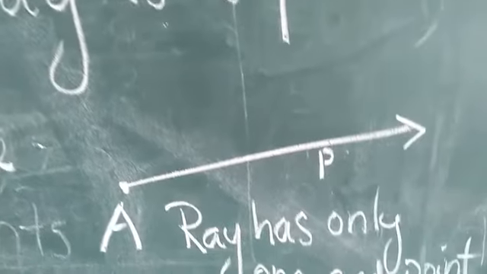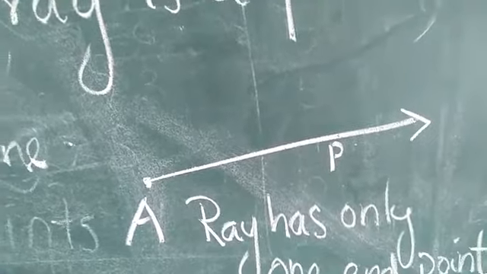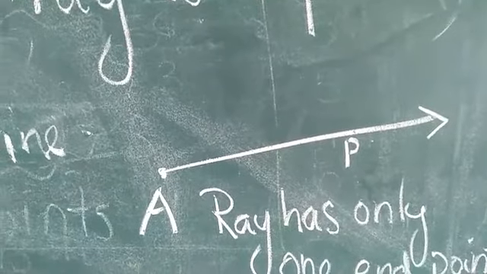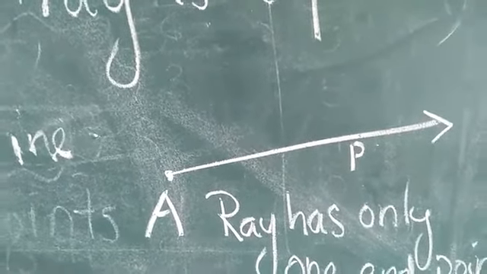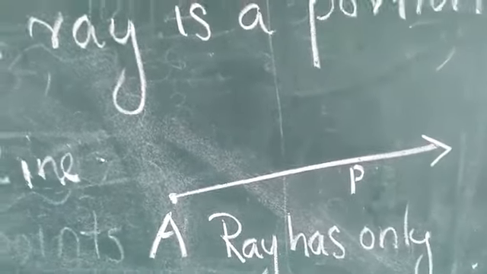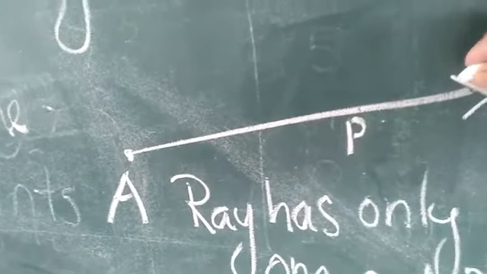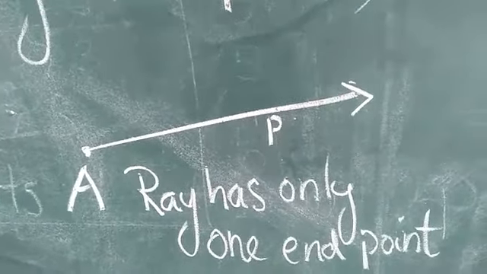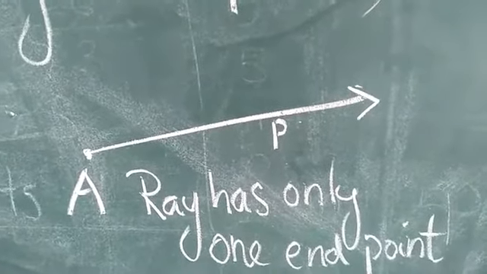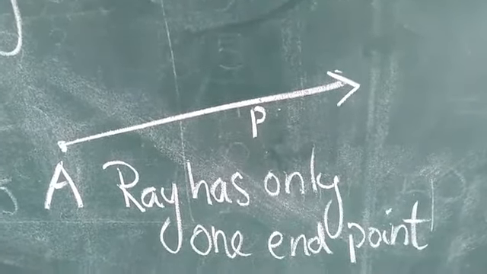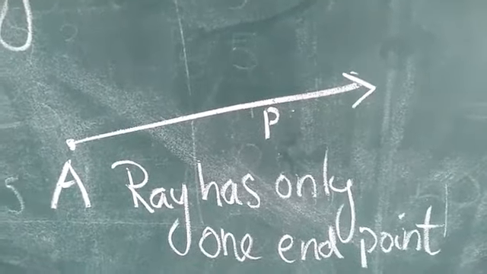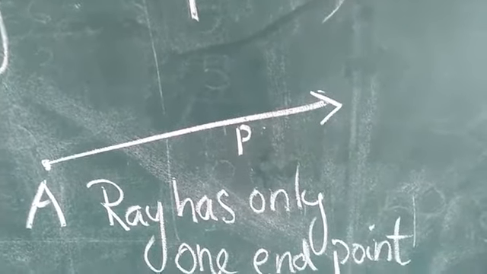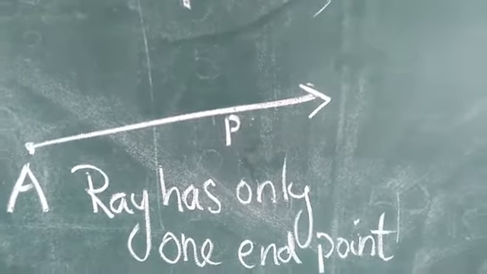If you draw like this, we can see from A, this ray is started, but there is no endpoint at the other end. P is a point on the path of the ray. So, if it has no endpoint, we can mark it by the arrow mark. So, ray has only one endpoint. That you should remember. Line has how many endpoints? Line has no endpoints. Line segment has two endpoints. Ray has only one endpoint.